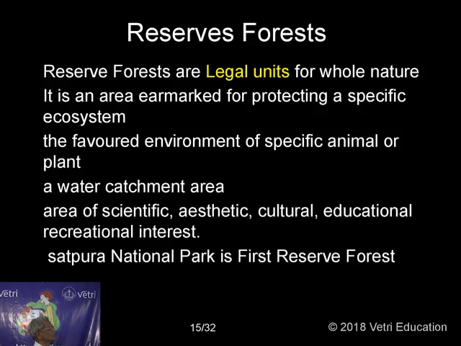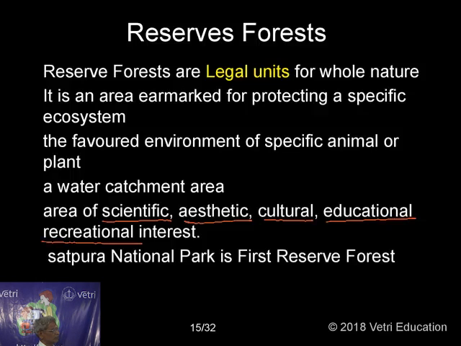Now, reserve forests. Reserve forests are legal units for protecting nature. It's an area earmarked for protecting a specific ecosystem, the favored environment of a specific animal or plant. It is a water catchment area. It is an area of scientific, aesthetic, cultural, educational, and recreational interest. What do you mean by educational? You take school children and college children there, and then you educate them about plant and animal science, the botany and the zoology.